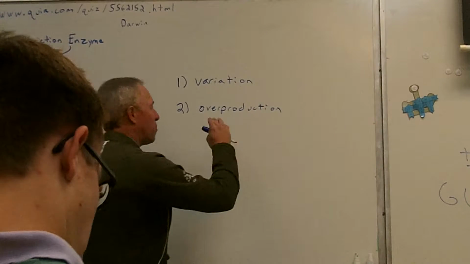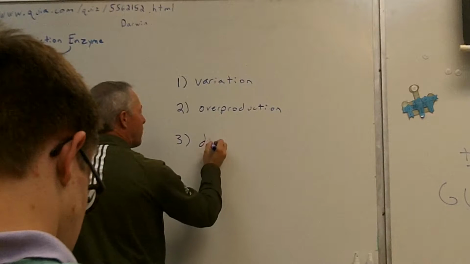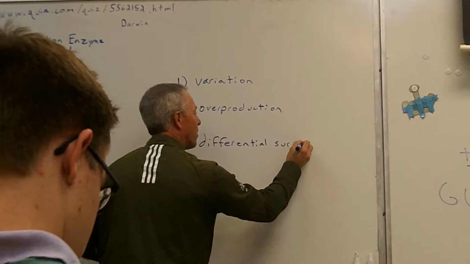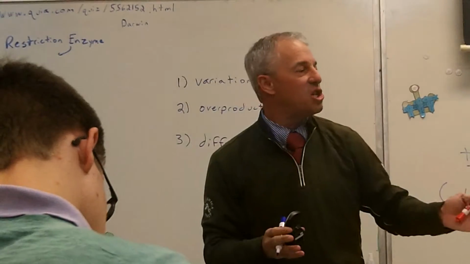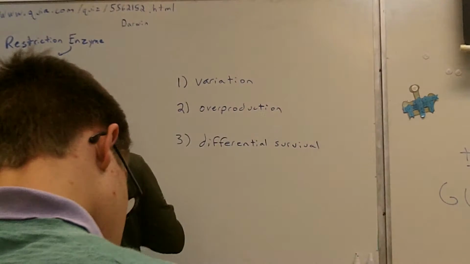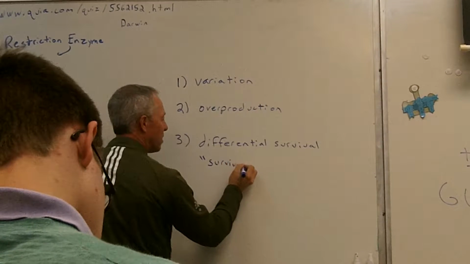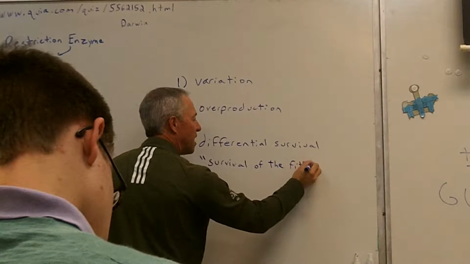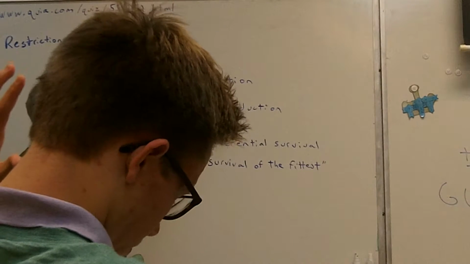There's more born than could possibly survive. And so, number 3 is called differential survival. What this is saying is that some variations have a better chance of surviving than other variations. And this was called, not by Darwin, but by others, survival of the fittest. Darwin never used that phrase, but other people did to describe what Darwin was trying to talk about. So some of the variations survive and some of them die.